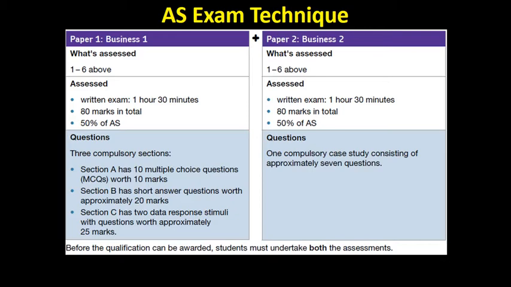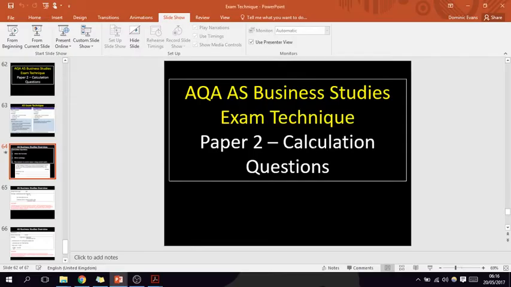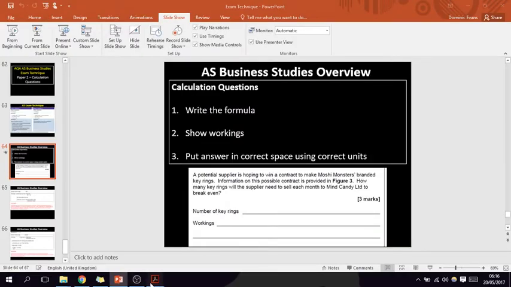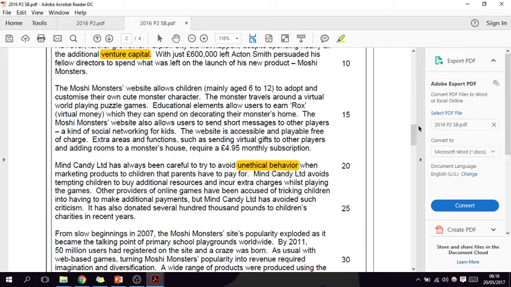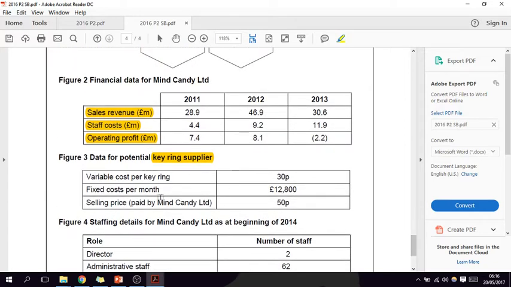So there's a couple of calculation questions last year. I recommended in the previous video that you have a quick look at the calculation questions and then you read the case study to try and find the information. Last year the information for both of the questions, one of which was about calculating break-even, one of which was about calculating operating profit, was on the back page of the case study.